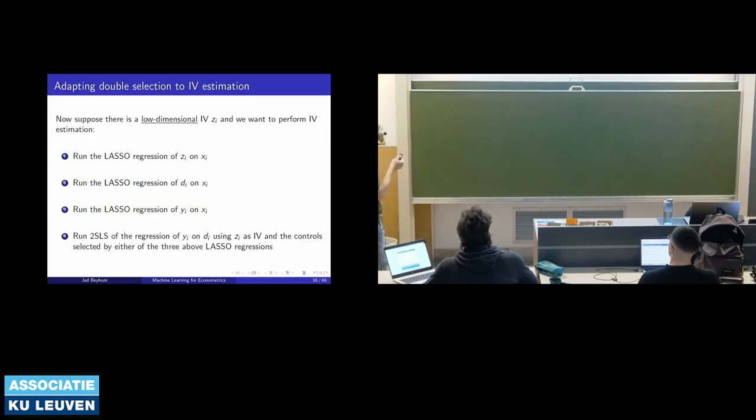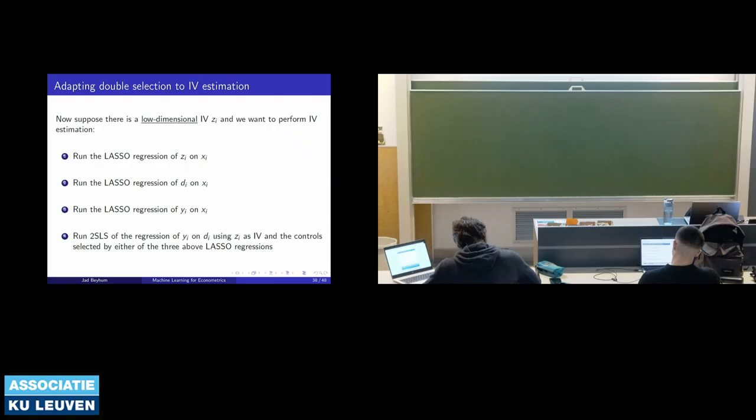Then the first thing I can do is adapt double selection to IV estimation. To do that, I'm going to run the same lasso regressions as before, the one of DI on XI and the one of YI on XI, but also another one, the one of ZI on XI. Then I'm going to take the controls selected by any of the three lasso regressions, and run a 2SLS of YI on DI using ZI as IV, with the controls selected by any of the three lasso regressions.